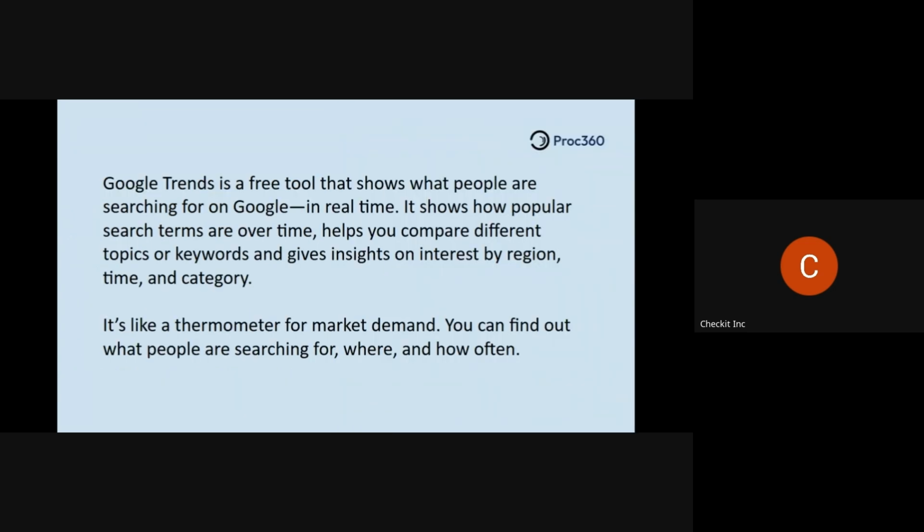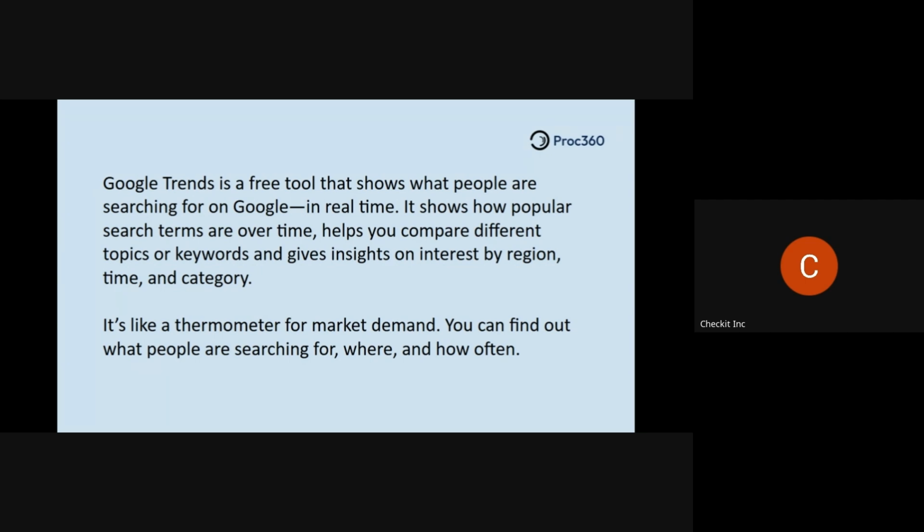So Google Trends is a free tool. It's everywhere. It's owned by Google, right? It shows what people are searching for on Google in real time. It shows how popular search terms are over time. It helps you compare different topics or keywords, and gives insight on interest based on region or time or category, anything at all. Just like knowing what people are saying, what is happening in Ghana today, what is happening in Nigeria at that particular time. You can use Google Trends to find that out.